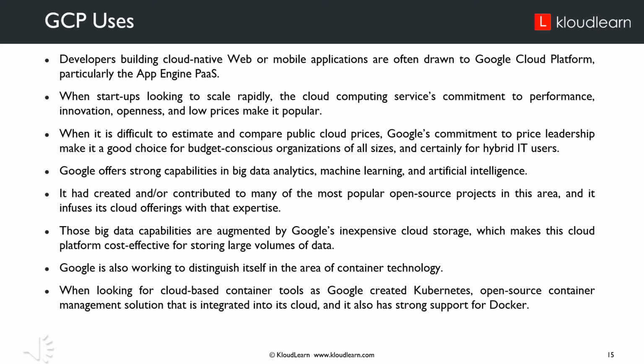Google offers strong capabilities in big data analytics, machine learning, and artificial intelligence. It has created and contributed to many of the most popular open source projects in this area, and it infuses its cloud offerings with that expertise. Those big data capabilities are augmented by Google's inexpensive cloud storage, which makes this cloud platform cost effective for storing large volumes of data. Google is also working to distinguish itself in the area of container technology. When looking for cloud-based container tools, Google created Kubernetes, an open source container management solution that is integrated into its cloud, and it also has strong support for Docker.